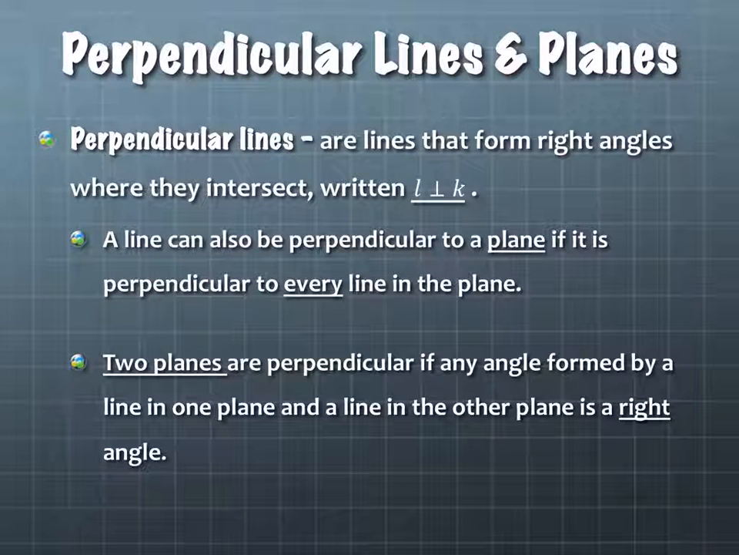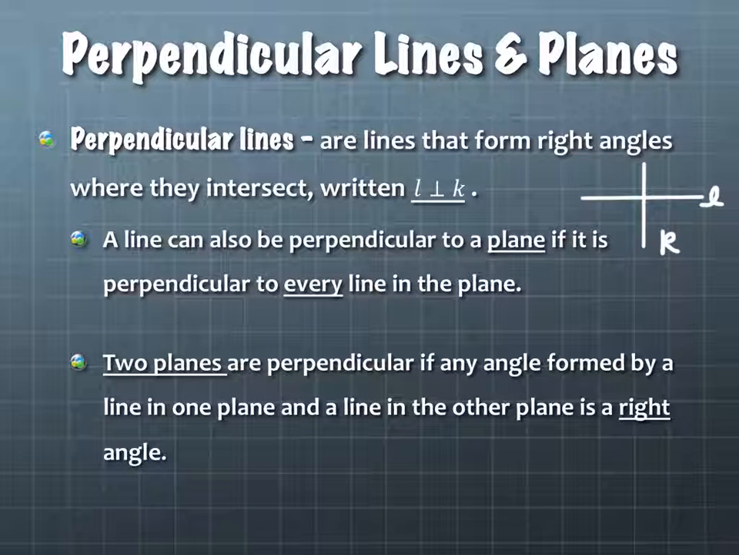All right, some lines very specifically are perpendicular. So perpendicular lines are lines that form right angles where they intersect. So I've got two lines written here, L and K, and the perpendicular symbol looks like an upside down T. So that says L is perpendicular to K. And you guys know what that looks like in two dimensions, of course. So this is line L, this is line K, and it creates a right angle where it crosses. That's perpendicular.